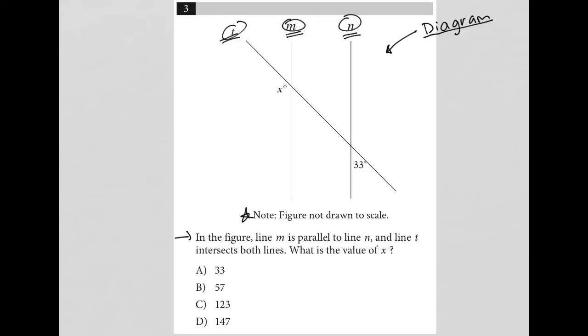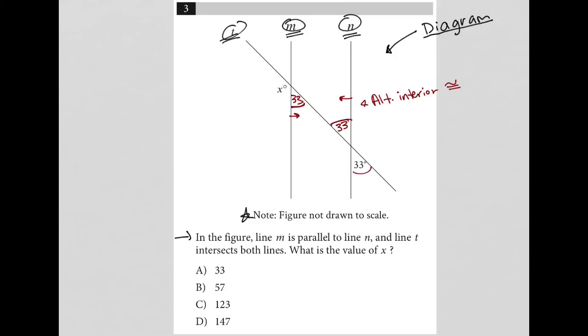So what do I know? I know that this is 33 degrees. I'll use a different color. So this is 33, which means that this is also 33, which would mean that this is also 33, right? So these two angles here are considered to be alternate interior angles. And the wording of that should make sense. They are on alternate sides of the transversal, but they're both interior to the parallel lines. And alternate interior angles are congruent, right?